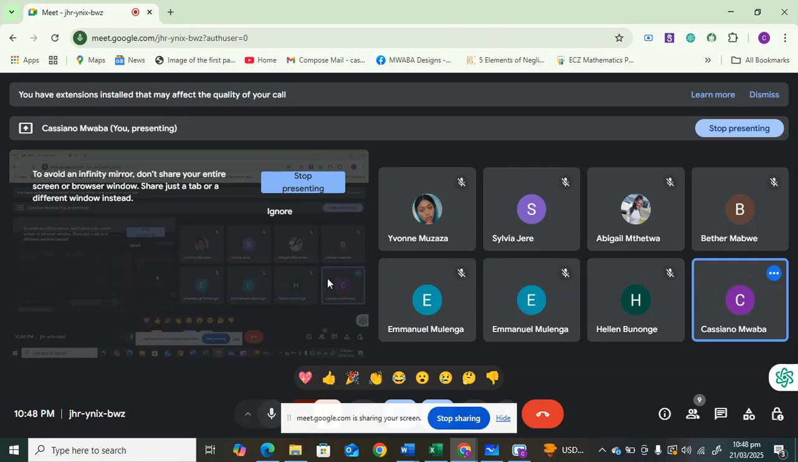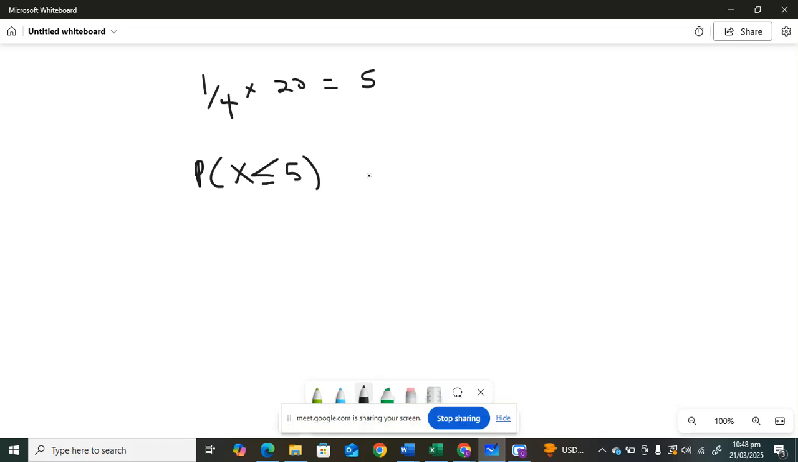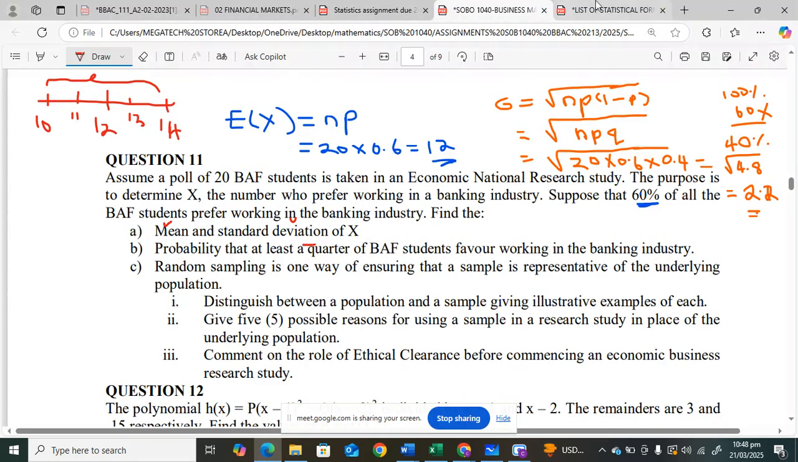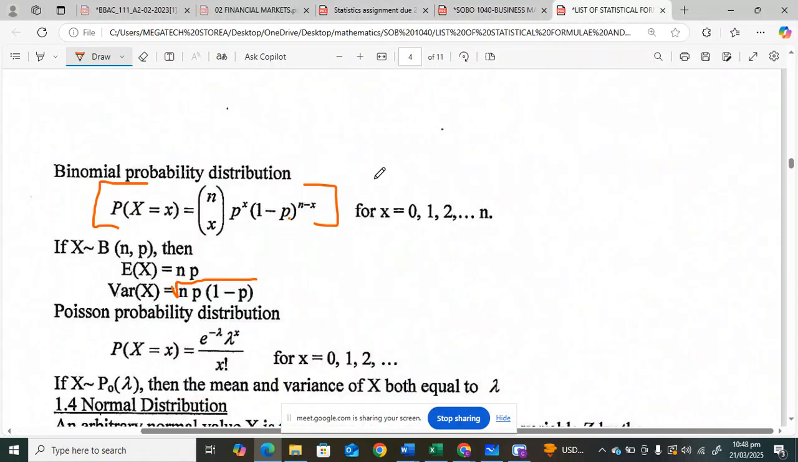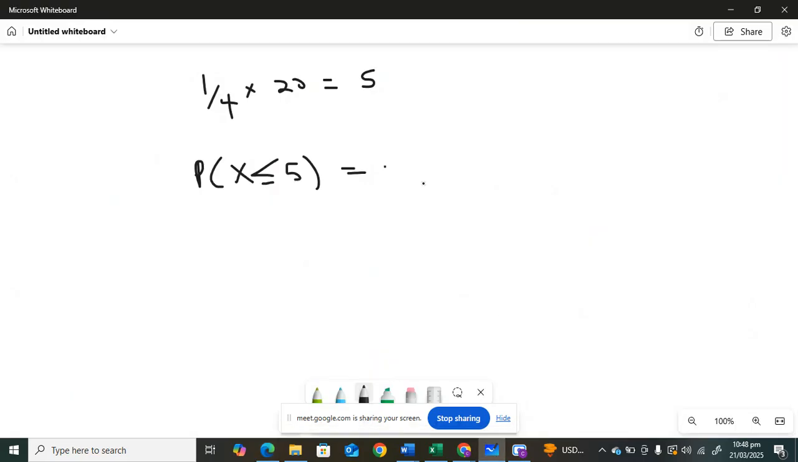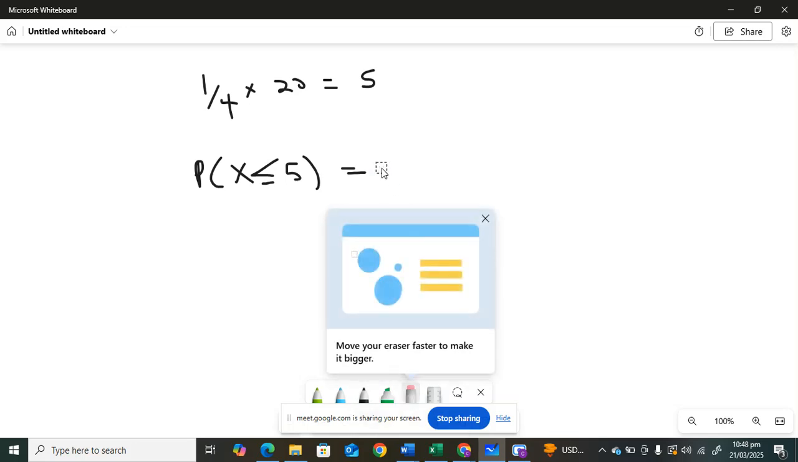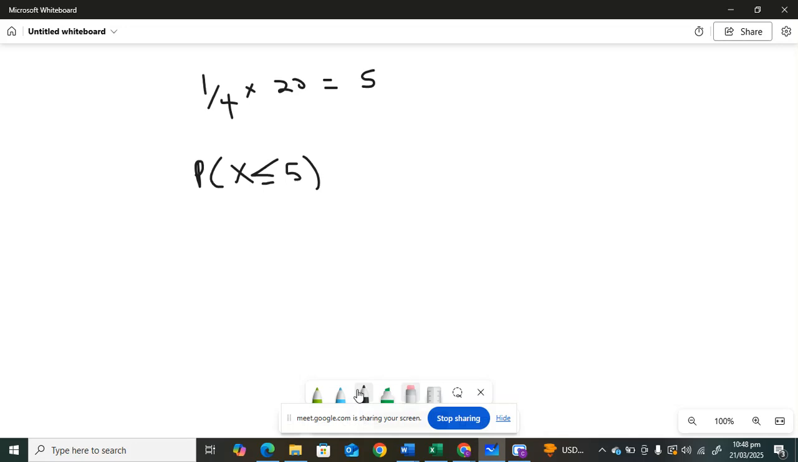But that would be a lot of calculations, because to get each of these probabilities, you have to use this same formula. So what you can do is this. Instead of calculating all the probabilities from 5 to 20, you can use this rule in probability.